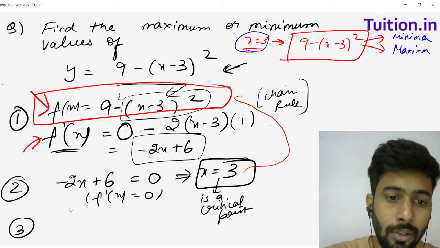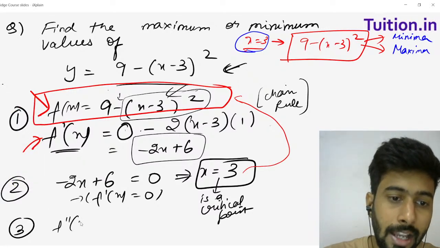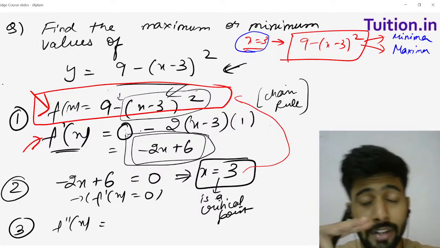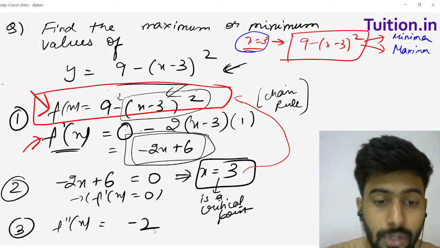That is step number 3. You will have to double differentiate the function, f double dash x. What is f double dash x? Which means you will have to differentiate this fellow. F dash x has to be differentiated one more time, and you will get minus 2.